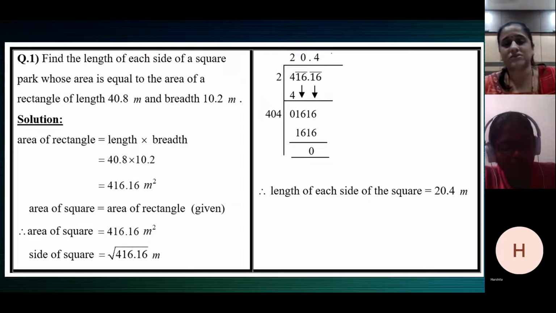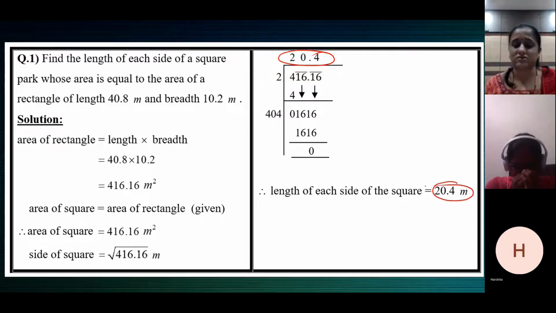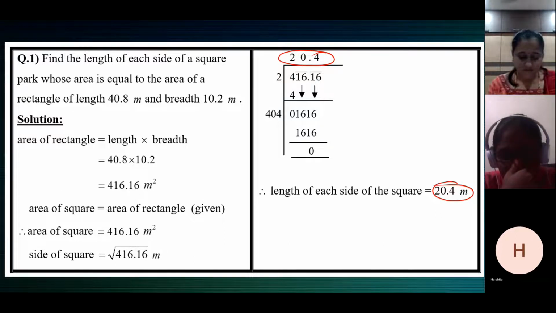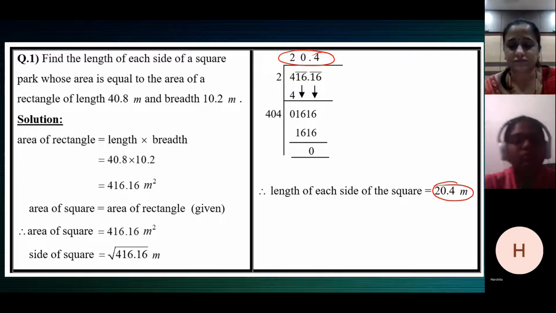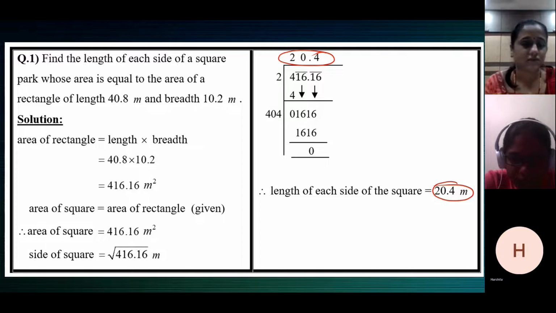Use the long division procedure and find the square root of 416.16. And you can see here, 20.4. So the length of each side of the square is 20.4 meters. Any questions? All right.